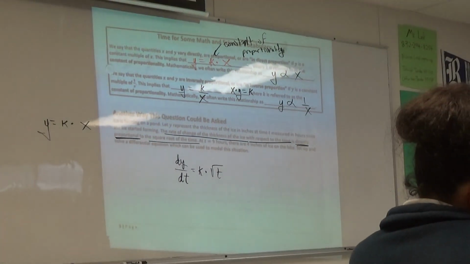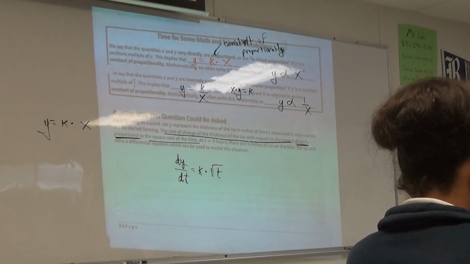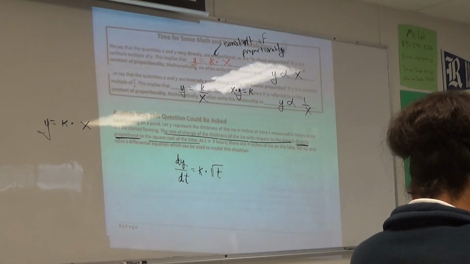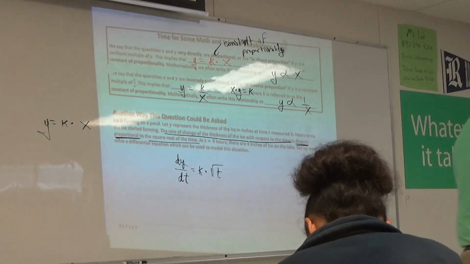Tonight's homework, this is on the last page. I want you guys to do 2, 4, 5, 6, and 9. It's 5 problems. It's going to take a little bit of time, but it covers all the skills that we've just talked about. 2, 4, 5, 6, and 9.